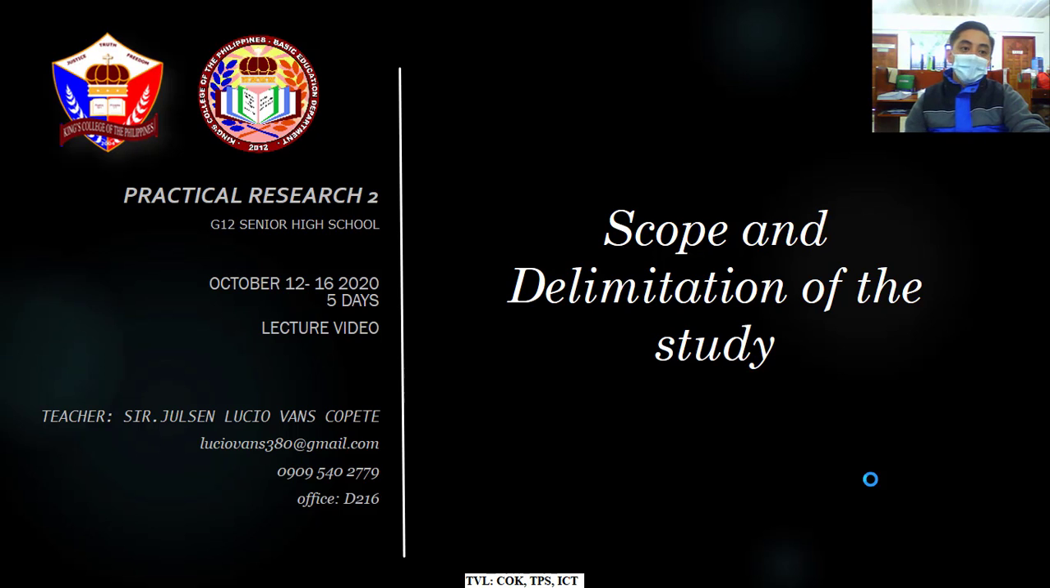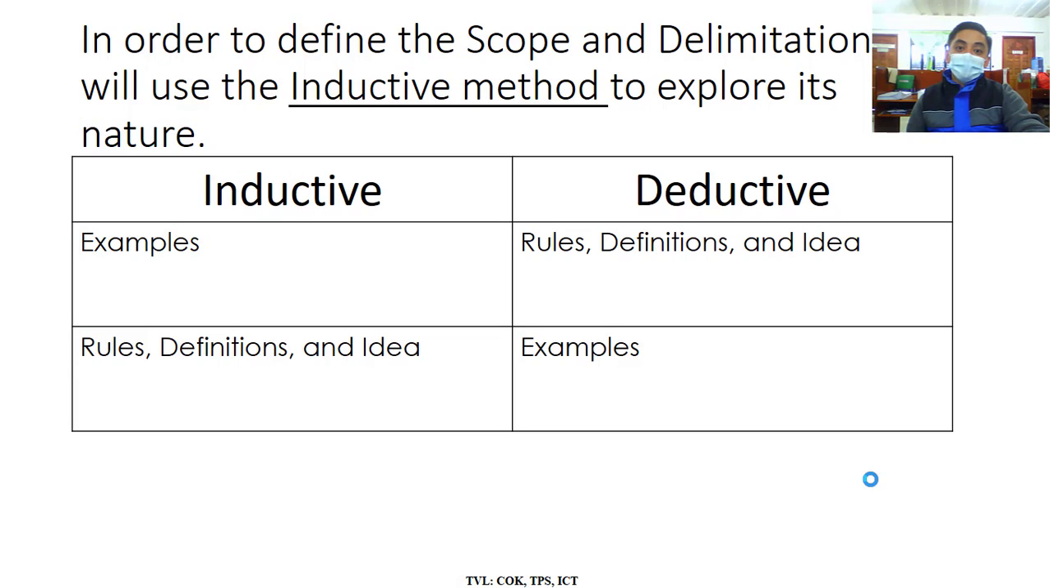First and foremost, it's very important that I point out these pedagogical educational ideologies. In order to define the scope and delimitation, we will use the lens of the inductive method to explore its nature. Now we have inductive and deductive. Let's go for the first part, inductive. We provide the examples, and after the examples, we gradually tell you the rules, the definition, and the idea. This is what happened in the SOP of the previous video I created.